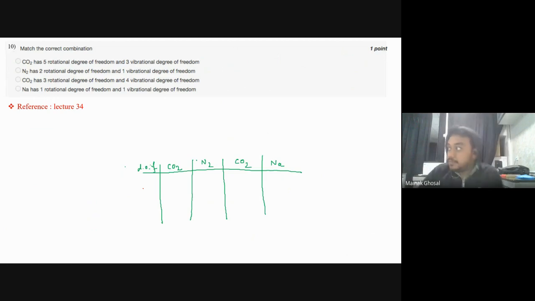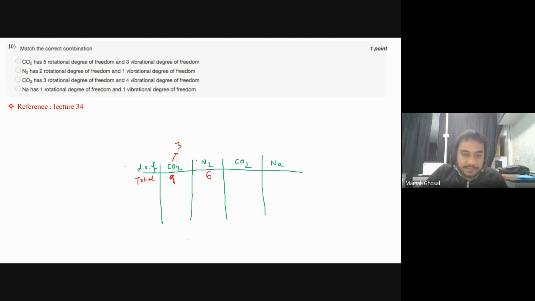From these degrees of freedom, first you need to find the total degrees of freedom. See carbon dioxide, what will be the atomicity? The atomicity will be 3, that means 3 atoms are there. So how many degrees of freedom? Total 3n. So 3 into 3, that will be 9. 9 degrees of freedom will be there for carbon dioxide. For nitrogen, since it's a diatomic molecule, n equals 2, and 2 into 3, that will be 6.